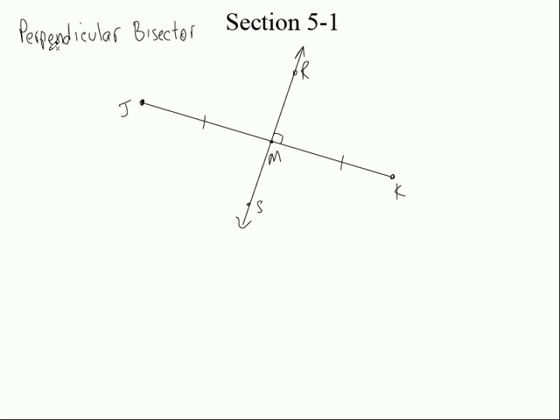So there's 2 things going on. One line is perpendicular to the other, and one line bisects the other. I shouldn't say bisects the other line, it's a line segment. We can only bisect a segment, we can't bisect a line. If this kept on going, I couldn't say this is the midpoint of line JK. Now, you can bisect angles, but we're not talking about that right now. We're just talking about lengths, line segments. So that's a perpendicular bisector.